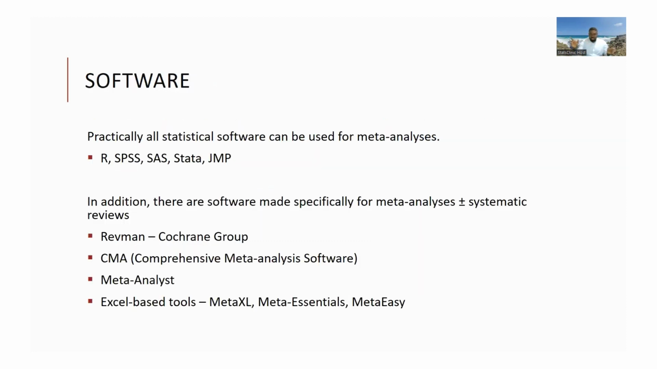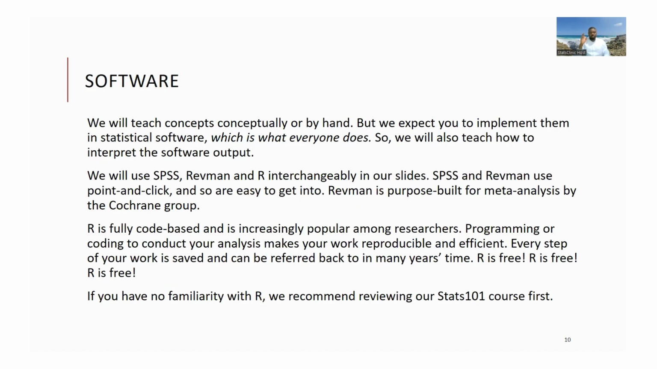So practically all statistical software can be used for meta-analysis, right? And there are also some software that are specifically made for meta-analysis. But for the purpose of this project, we're going to teach in R, SPSS, and RevMan. This is already a very ambitious plan for us to teach in 3 software, but we believe that this gives the most flexibility to the class, right? And we'll tell you in a moment why we're trying to teach 3 software rather than just choose one and go with it.